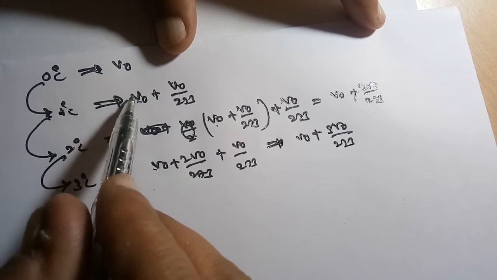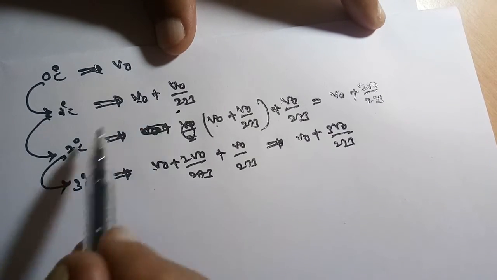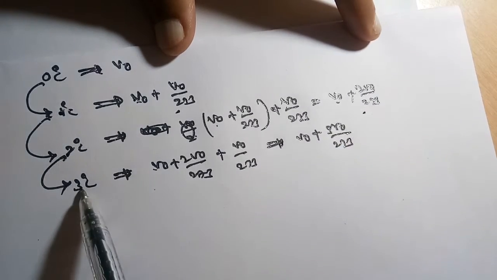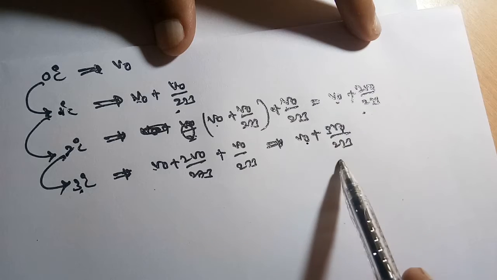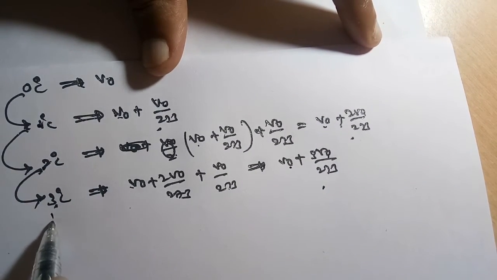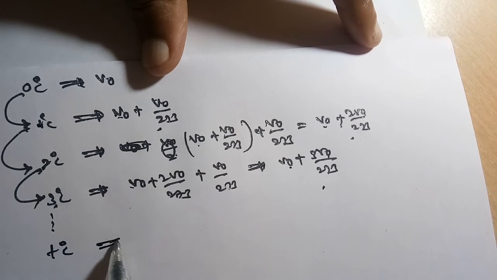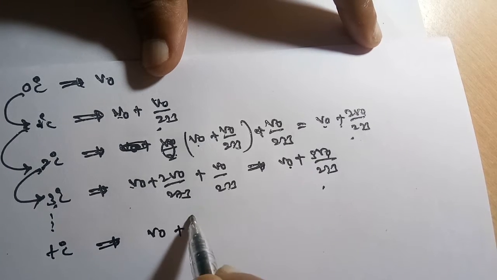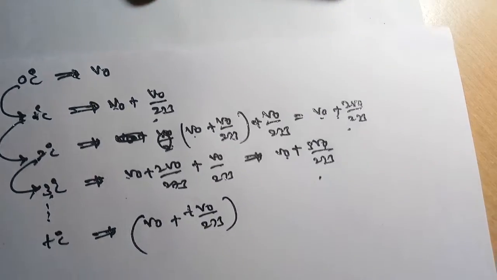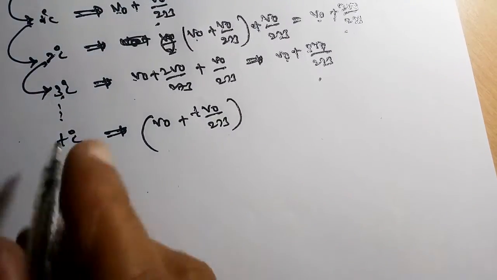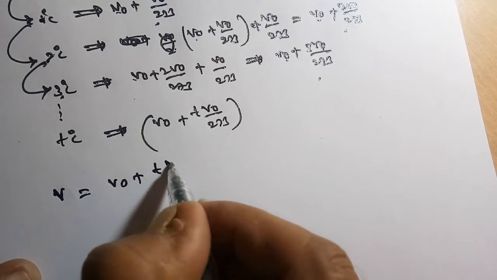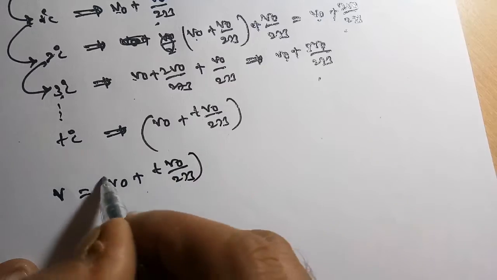For 1 degree centigrade, V0 plus 1 V0 by 273. For 2 degree centigrade, V0 plus 2 V0 by 273. For 3 degree centigrade, V0 plus 3 V0 by 273. Similarly, at t degree centigrade, we get V0 plus t V0 by 273. So the volume at t degree centigrade is equal to V0 plus t V0 by 273.